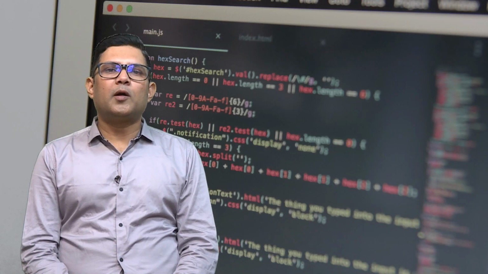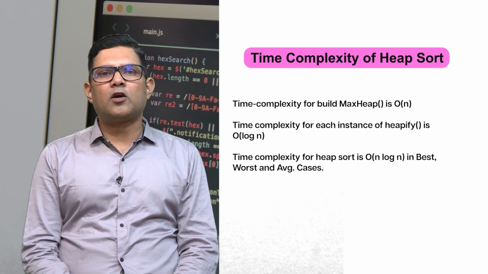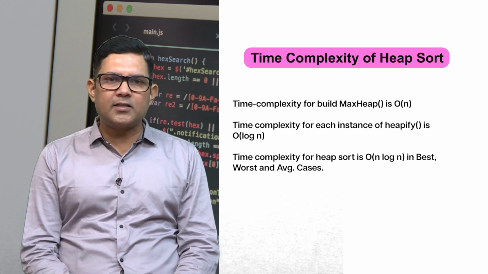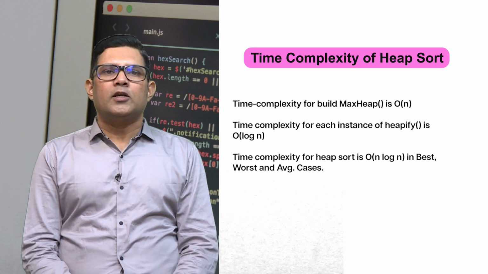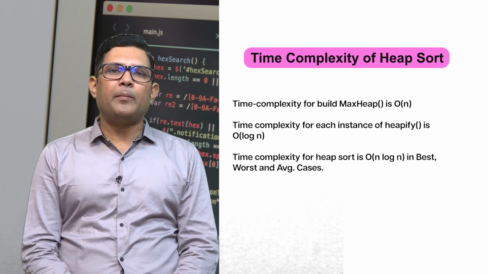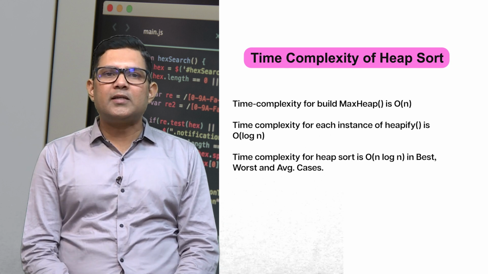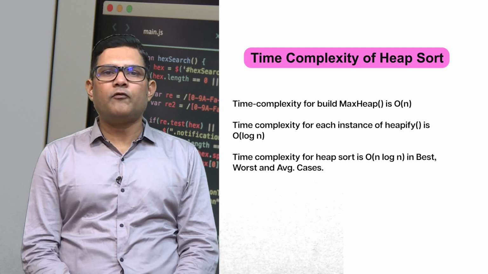Now come to the time complexity of heap sort. As we know, the whole heap sort is divided into 2 parts. One is for building a max heap and the second one is called the heapify function. The time complexity for building a max heap is defined as O(n), and the time complexity for each instance of heapify is defined as O(log n).